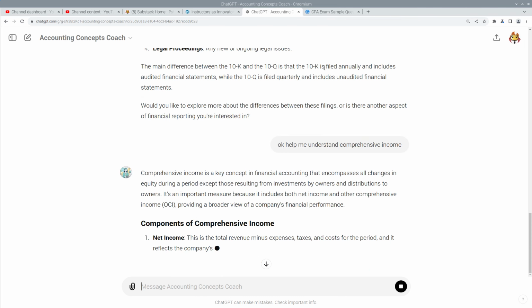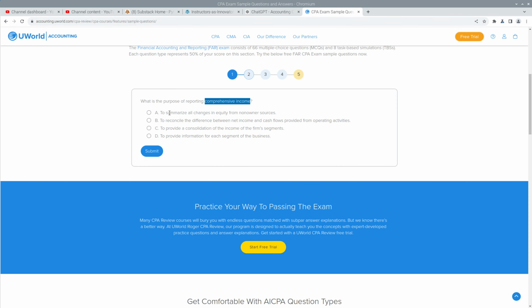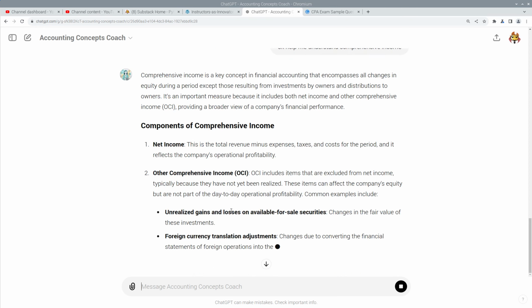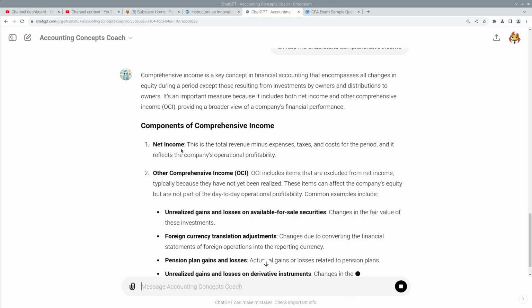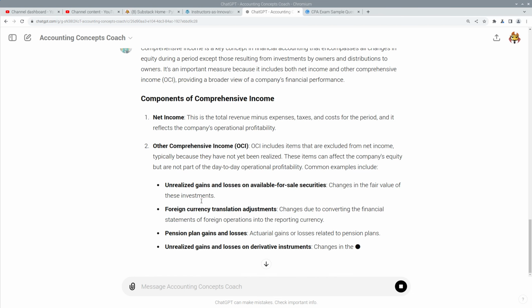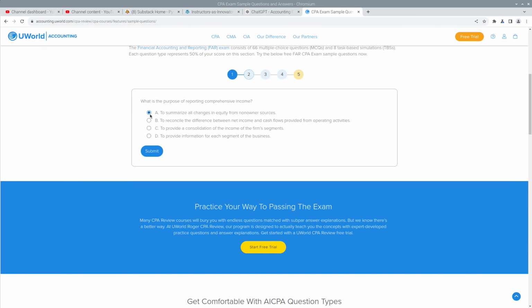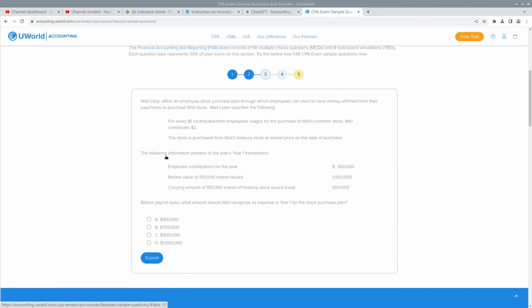So I think that we know the answer now, because if we look at the possible answer, it says all changes in equity from non-owner sources. And there it goes. Yeah, perfect. All changes in equity except those resulting from investment by owners. So components are net income, other comprehensive income, and so on. Perfect. So I'm going to go ahead and answer that one. Say yep, I get it. Submit. Perfect.